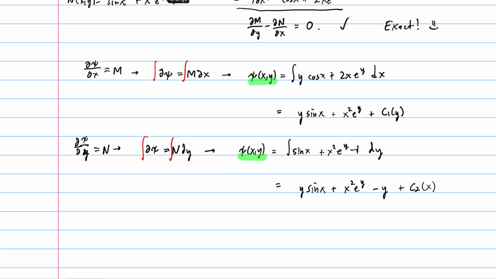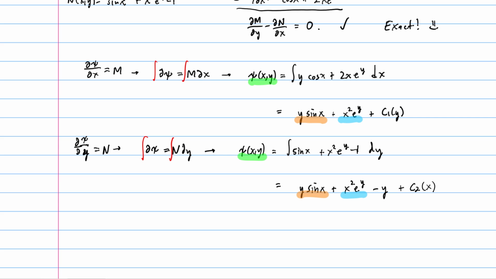So what do we have? Our psi needs to have this y sine of x. Okay, good. So there's one answer. So that's the same, right? We need that. It's there. It also needs an x squared e to the y. Good, we got that, right?